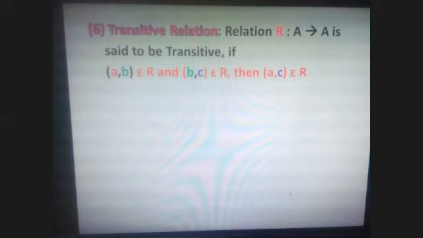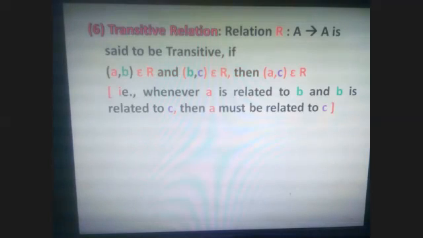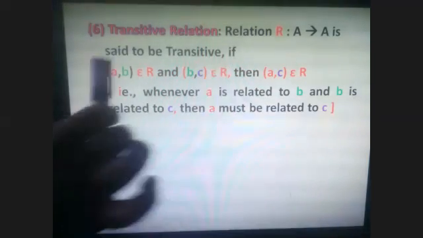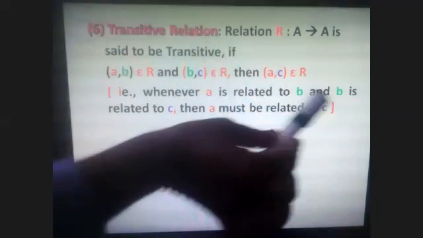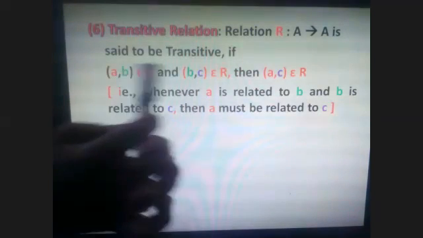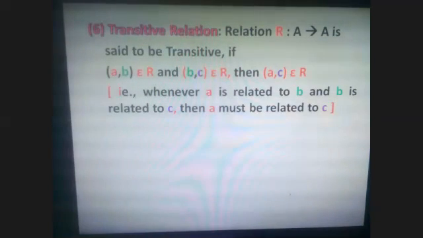Okay, we go ahead with the next one, transitive relation. A relation R from A to A is said to be transitive if (a, b) belongs to R and (b, c) belongs to R, then (a, c) must be a member of R. Understand it very carefully. This means a is related to b and that b is related to another element c.